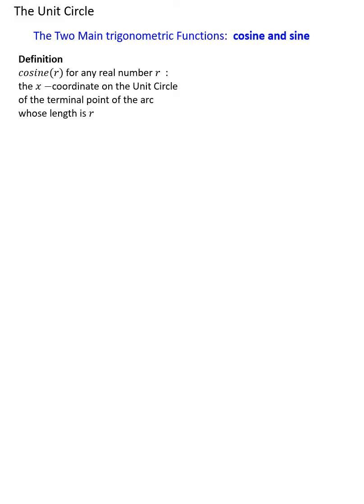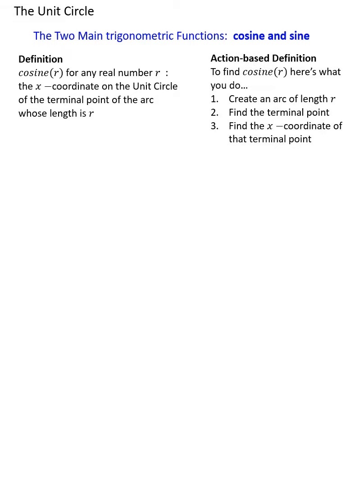We'll start with cosine. Here's the definition of cosine. I'll be quiet while you read. Now, those are some confusing words to most students, and it is kind of the way that mathematicians speak. It takes a while to get used to that, if one ever does. And so what I've done is I've converted this definition into more of what I call an action-based definition. So I'll read it to you as you track along.